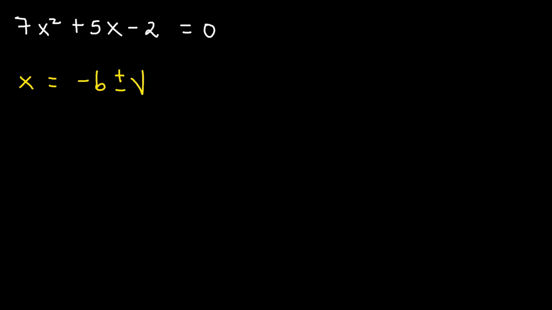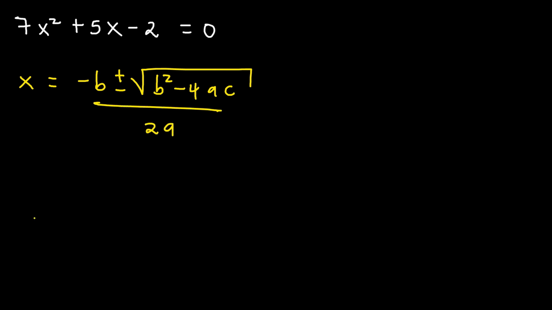Now let's look at another example. Let's say we have 7x^2 + 5x - 2 = 0. Our formula was x equals negative b plus or minus the square root of b^2 - 4ac, divided by 2a. For this example, a equals 7, b equals positive 5, and c equals negative 2.